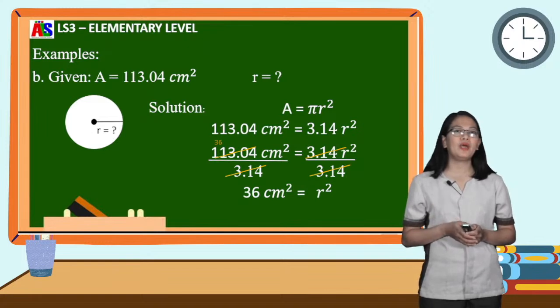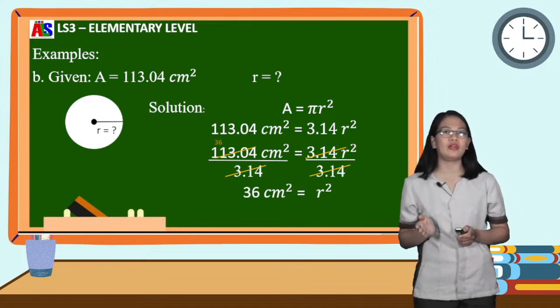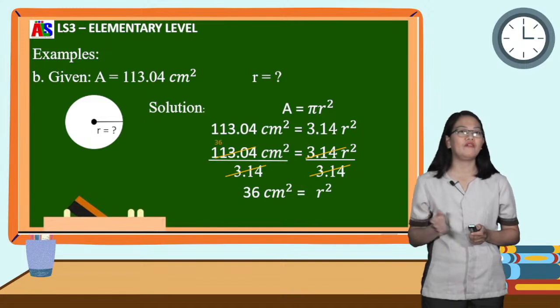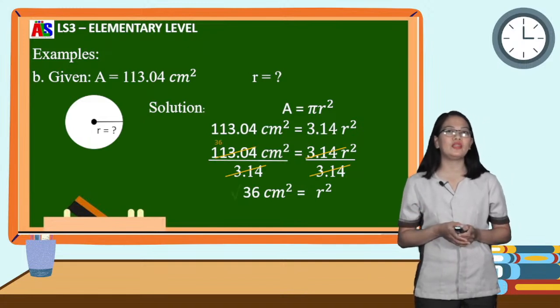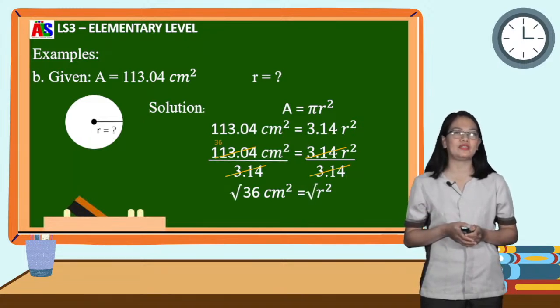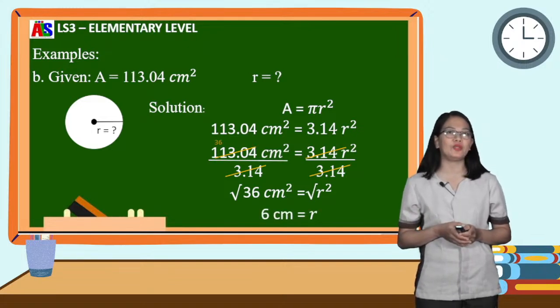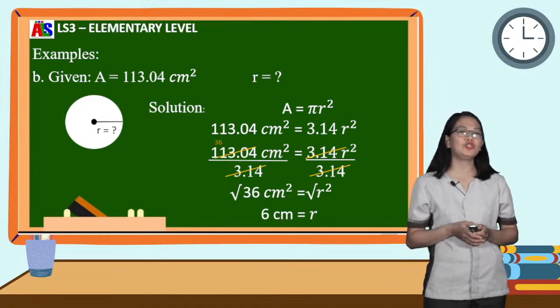But remember that the unknown is r, not r squared. Therefore, we still need to get the square root of both sides. The square root of 36 square centimeters is 6 centimeters, and the square root of r squared is r.